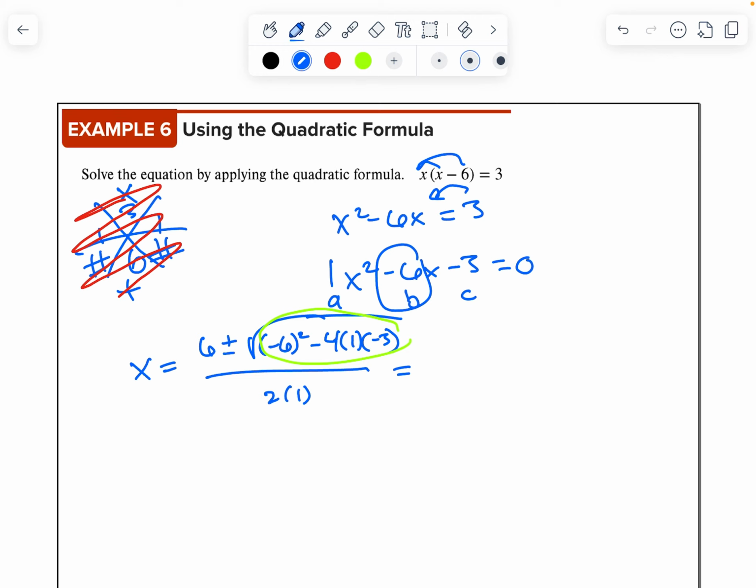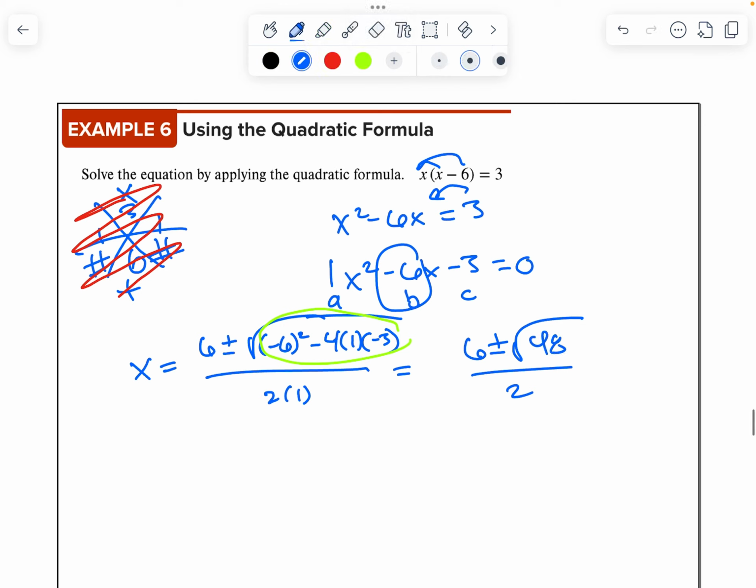If you simplify that, 36 plus 12 is 48. 6 plus or minus the square root of 48 over 2. The next thing you need to do, oh, I did math wrong here. I'm sorry. I'm glad I checked that in my calculator. If you type in 6 squared minus 4 times negative 3, that would be plus 12. Oh, it is 48. I'm sorry. I'm undoing and redoing. 48.